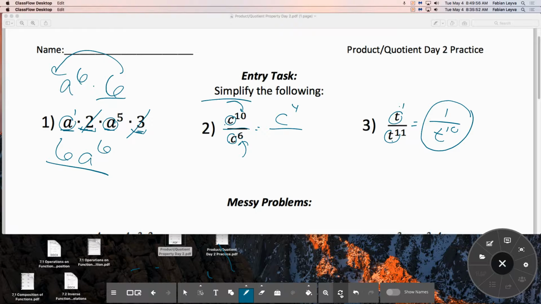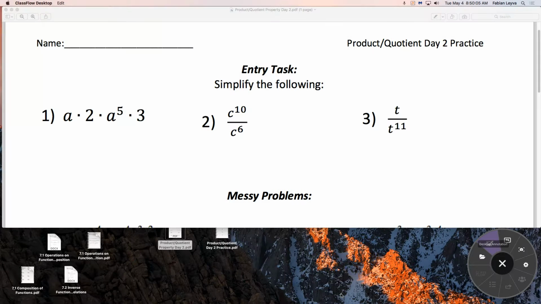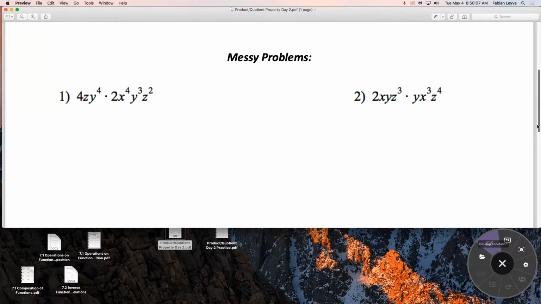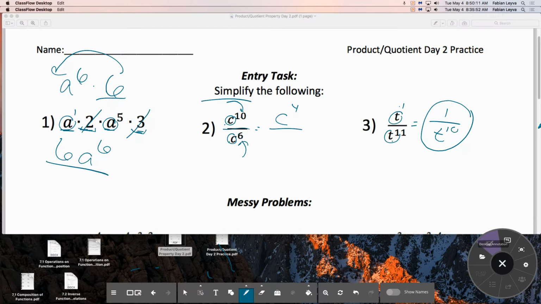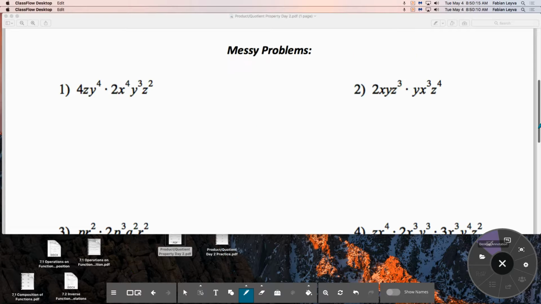So if you build the foundation, if you understand this, you'll notice that today is a little more straightforward. Again, it's just a little bit messy. And let me show you what I mean by that. So these are two very stereotypical problems, what I define as messy. Notice that there is a lot of things going on. There's variables, there's constants, there's a lot of stuff going on.